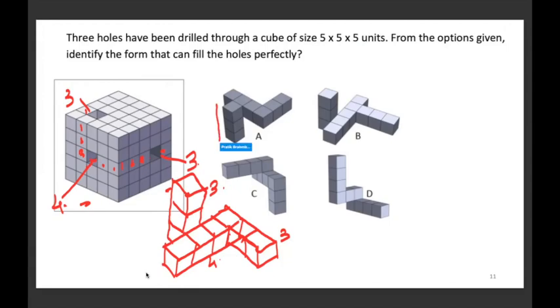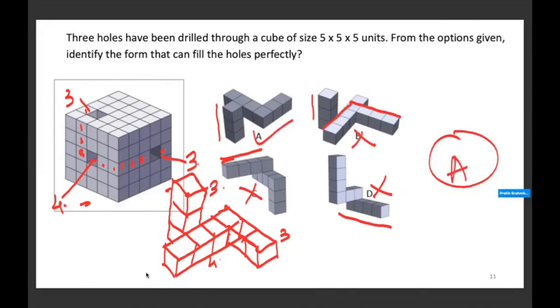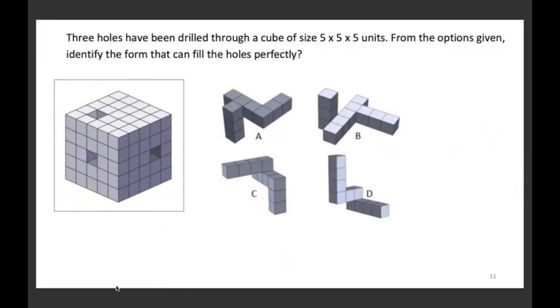A has 3 cubes, B also has, C also has, no, C has 4 cubes, sorry. So C will be rejected, and D has 4 cubes, so even D will be rejected. Between A and B, now what we will look at is we'll compare what is the problem. Between A and B, this module is a 4 and this module is made up of 4 cubes. So B is wrong. Henceforth, A is the correct answer here. Okay, we'll move to the next one.